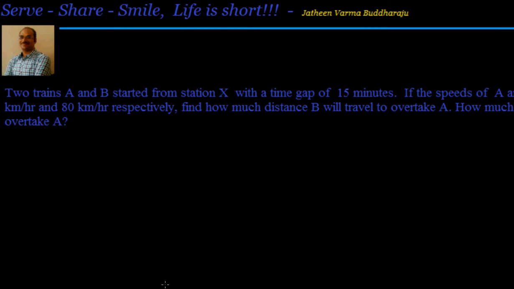So basically we have two trains A and B starting from one particular station. The time gap is 15 minutes. That means A started, after 15 minutes B started, and B is having a speed of 80 kilometers per hour, A is 60 kilometers per hour. So obviously B will overtake A. We want to find out from station X how much distance B has to travel to overtake A and how much time it will take for it to overtake A. Very simple. So let's try to understand.